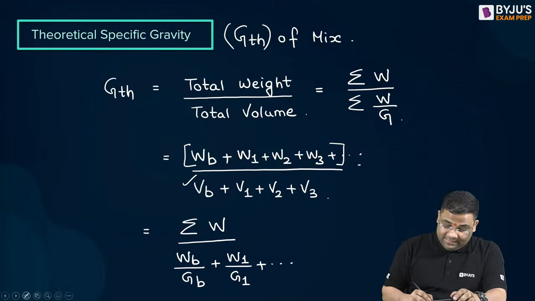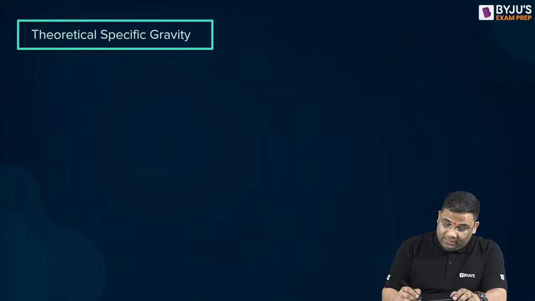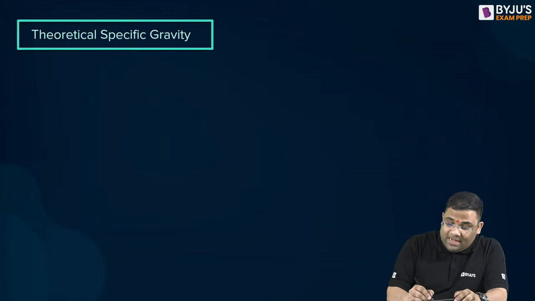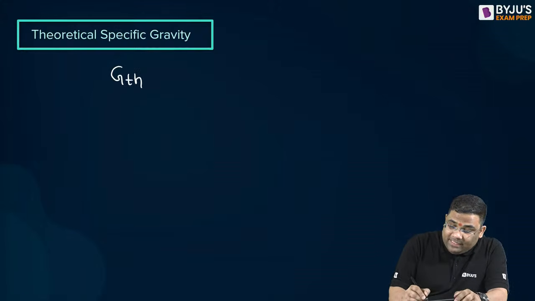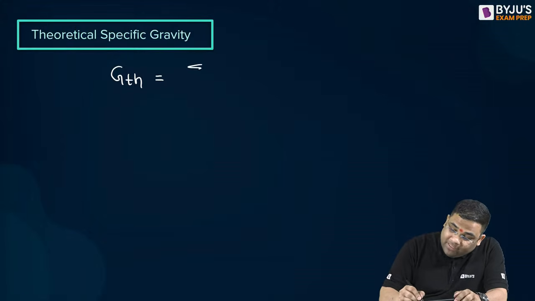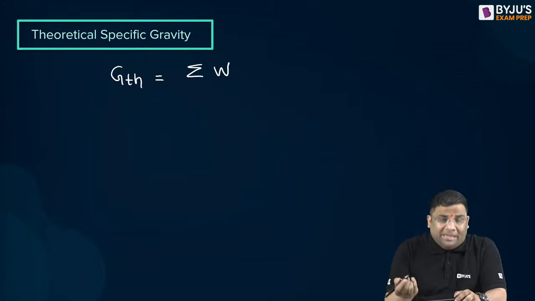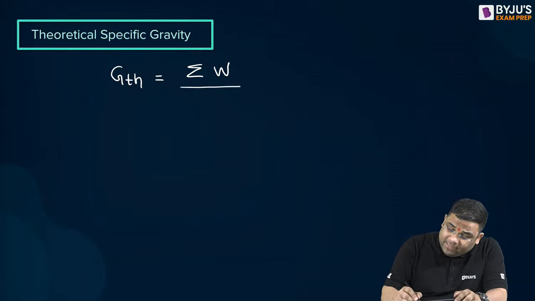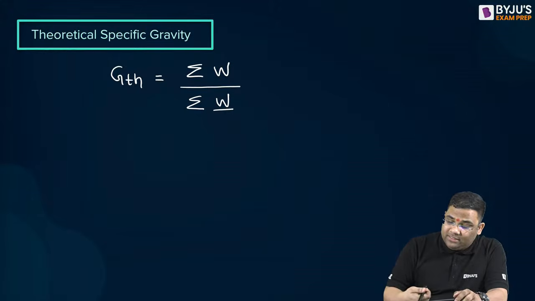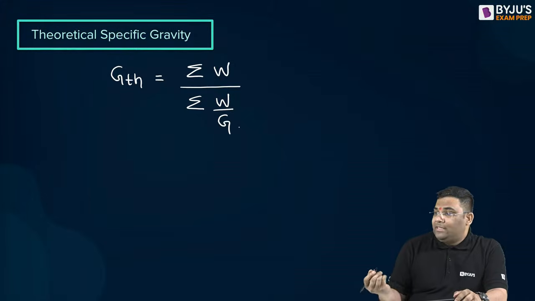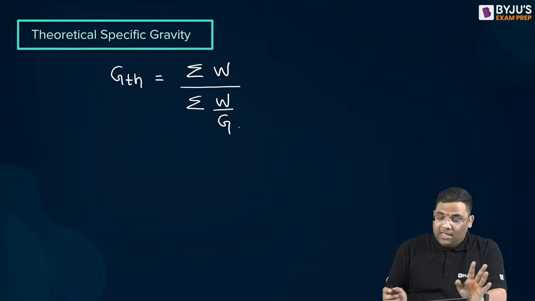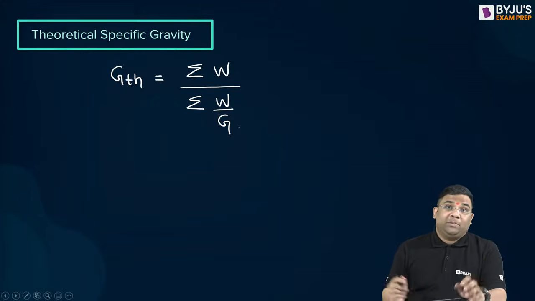So this is, ladies and gentlemen, what? The theoretical specific gravity. I can summarize. The theoretical specific gravity is equal to summation of weights of bitumen and individual aggregates divided by summation of the weight by G. Understood everyone? Yes, everybody has understood. This is the theoretical specific gravity.